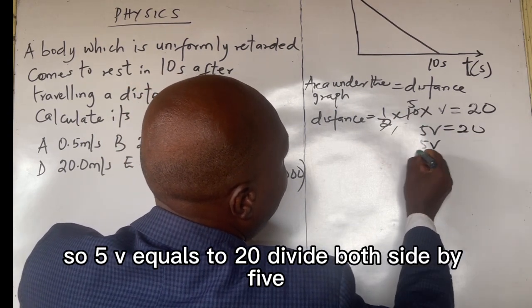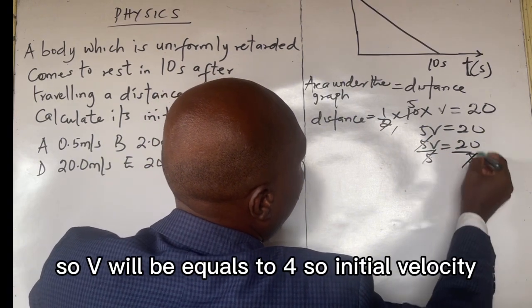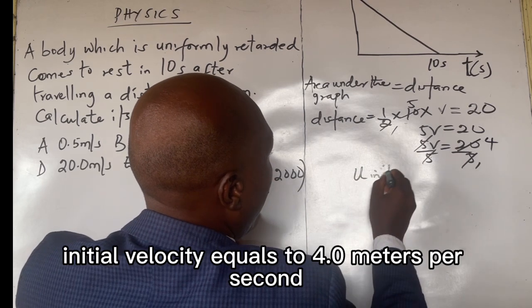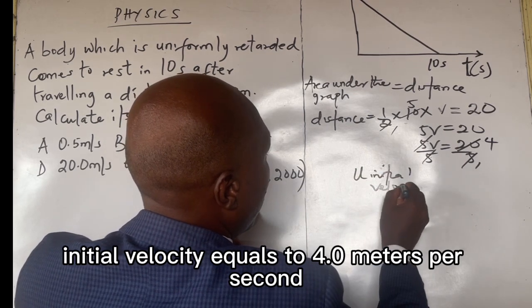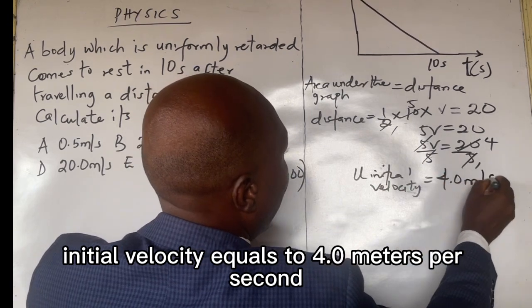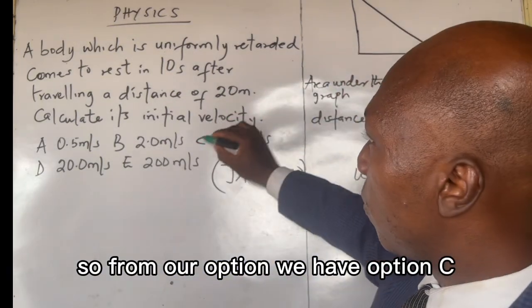Divide both sides by 5. So v will be equal to 4. So initial velocity equals 4.0 meters per second. So from our options, we have option C.